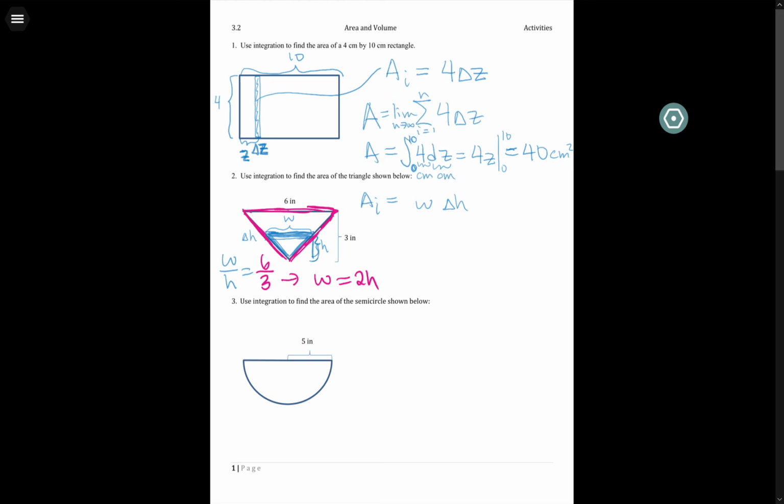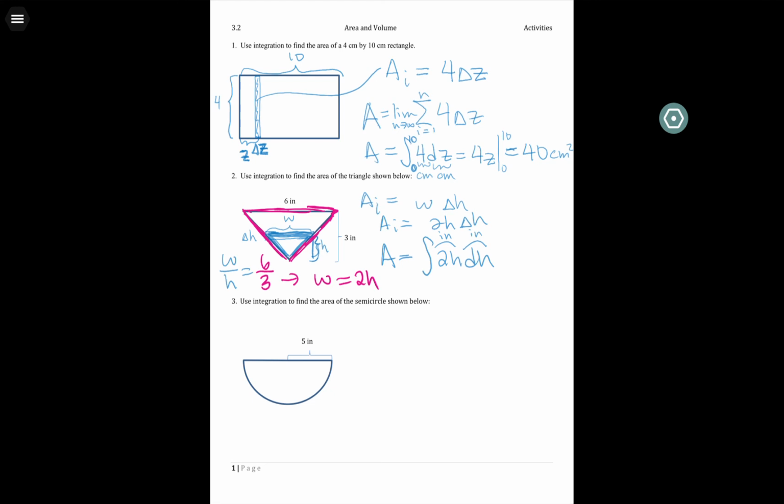So back up here, I can say that the area of my single slice is 2h times delta h. And then again, the idea would be if we want the total area, we're going to add all of those up, and we're going to let the number of slices go to infinity. And we know probably now that that'll turn it into an integral. So we're integrating 2h dh. And again, our units on that are inches. Okay, so 2h is the width of our slice, and that's in inches. And dh is also in inches.